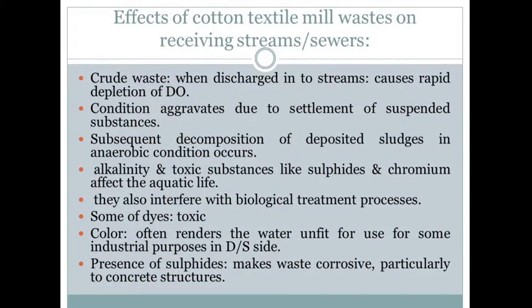Okay, so what is the effect of cotton textile mill waste on receiving water bodies or receiving streams? Crude waste, when discharged into a stream, causes rapid depletion of DO. Dissolved oxygen is going to be depleted rapidly. The condition is aggravated by settlement of suspended substances. Then subsequent decomposition of deposited sludges in anaerobic condition occurs. Then alkalinity and toxic substances like sulfides and chromium affect aquatic life.